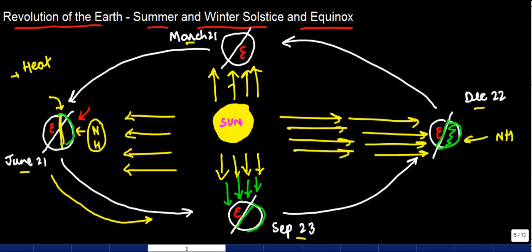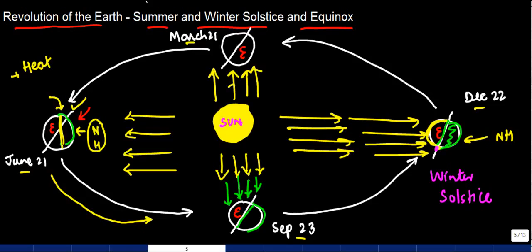So now the direct rays are falling on the southern hemisphere, and therefore the conditions which were there for the northern hemisphere will become the conditions for the southern hemisphere, right? Why? Because the south pole in this case, which is this thing, is facing towards the sun. This position is known as the winter solstice, right?